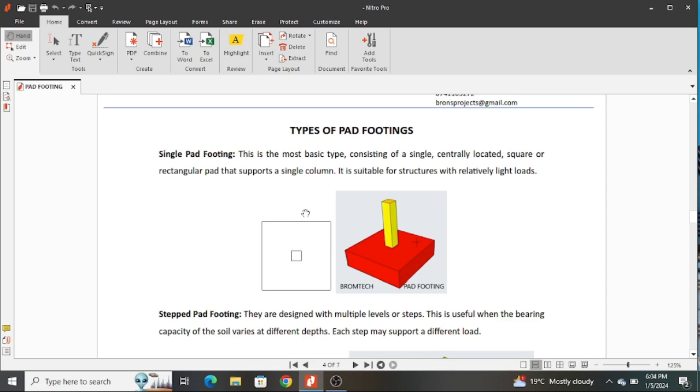The very first type is the single pad footing. A single pad footing is actually the most basic one, and if you have been to a construction site where you have a frame structure, you must have used a single pad footing. This consists of a single footing that is centrally loaded, and it can be square or rectangular, and it supports a single column, and it is suitable for structures with very light loads. Like when you're doing mansionettes, you will use this structure most of the time.